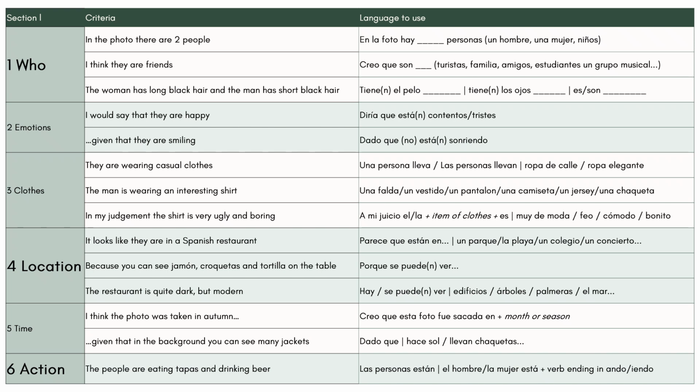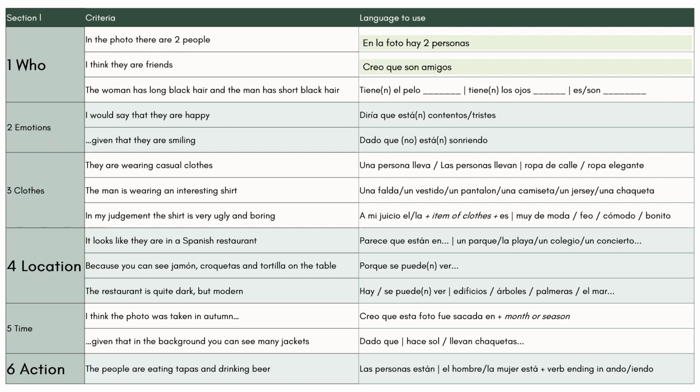Okay, so here we go. In the photo there are 2 people. En la foto hay 2 personas. You might have argued and thought, but there's more people. You could say muchas personas if you wanted. Or there are 2 people in the foreground and more people in the background if you want to be super specific with your detail. I think they are friends. Creo que son amigos. The woman has long black hair and the man has short black hair. So, la mujer tiene el pelo negro y largo. Y el hombre tiene el pelo corto y negro.